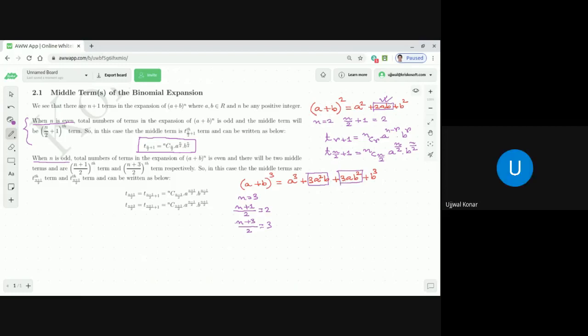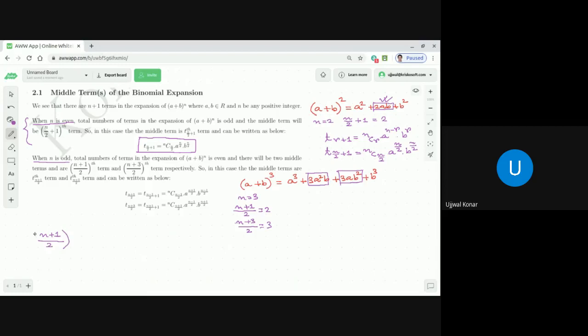So what we understood is that when n is odd, there are two middle terms in the expansion of (a+b)^n, and those two terms are the ((n+1)/2)th term and the ((n+3)/2)th term. Now, the point is that for the ((n+1)/2)th term, we need to express it as something plus 1. We all know the formula for the (r+1)th term. So how can we express the ((n+1)/2)th term?